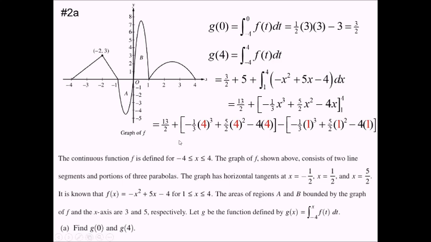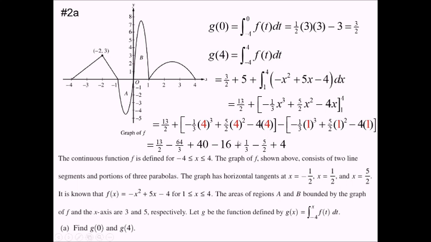So we have 13 over 2, and what else do we have here? This is going to be negative 64 thirds. Next, this is going to be, let's see, 5 halves times 16. 16 divided by 2 is 8. 5 times 8 is 40. This is minus 16. Over here we have plus 1/3, minus minus. Then we have a minus 5 halves, and this is going to be a plus 4.